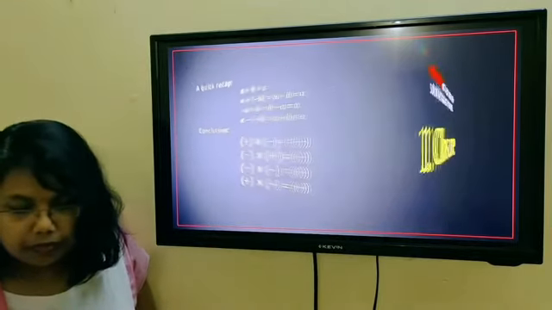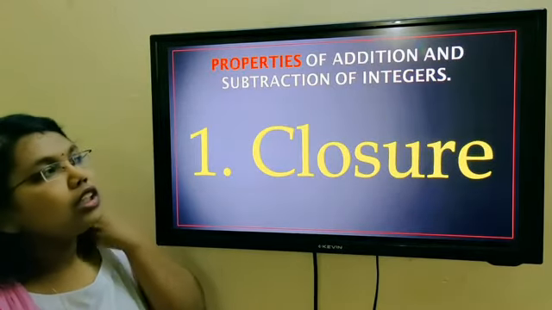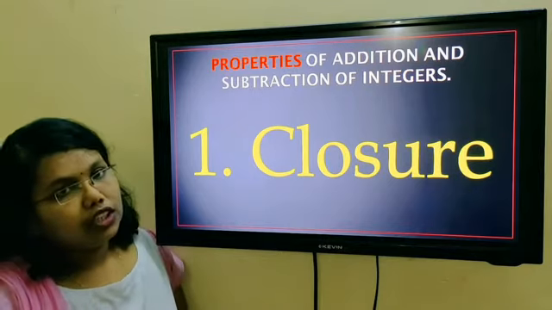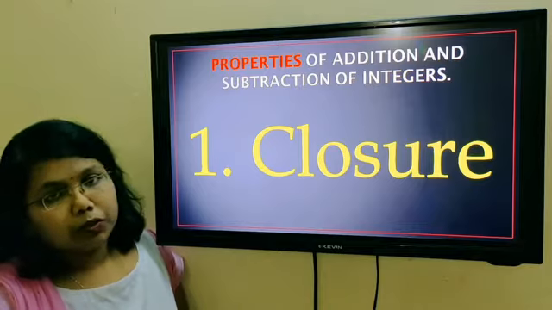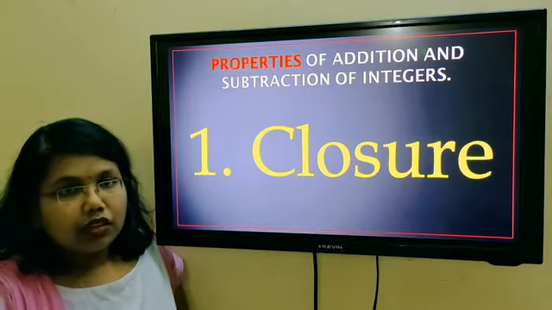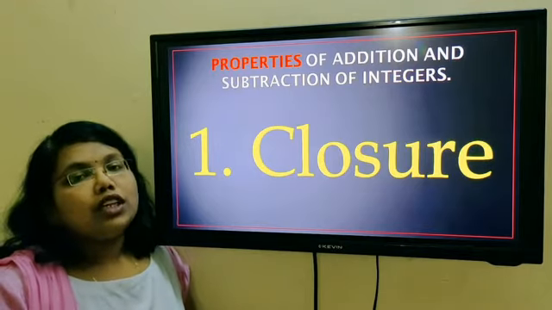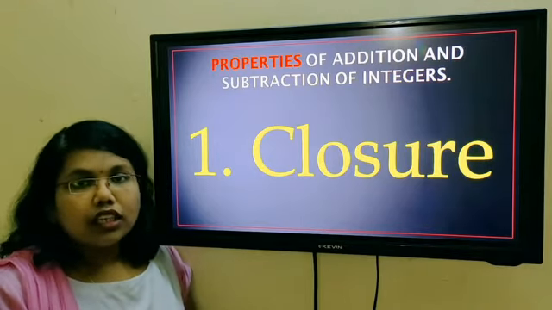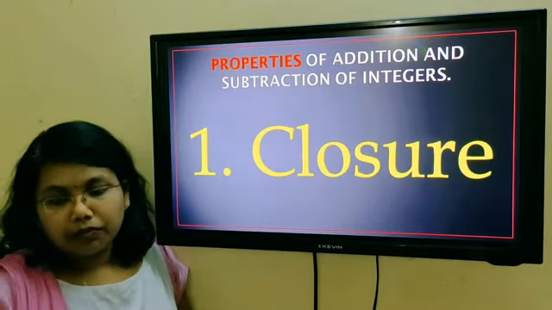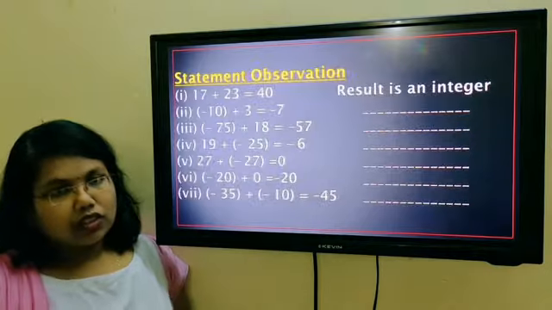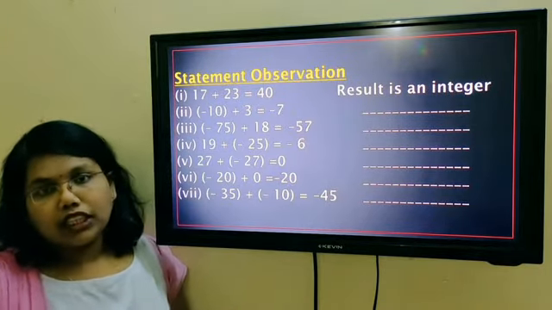Next, let's continue with the properties of addition and subtraction of integers. Now here the first property that we are going to study is the closure property. Closure means the end point, the final answer that we get. What is the final answer? Is it an integer or not? That is what we are going to see in this property. Now our first part will be to solve these and see whether we get an integer as an answer or not.